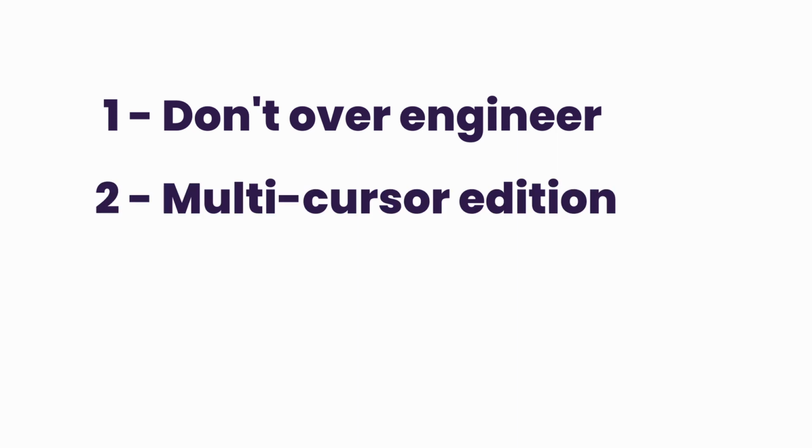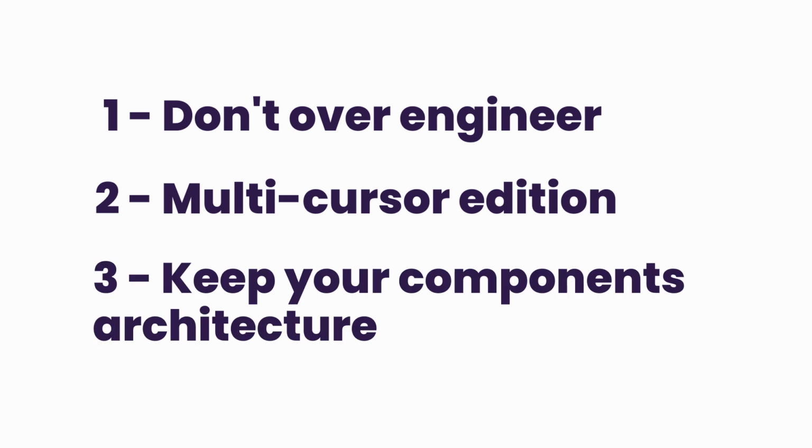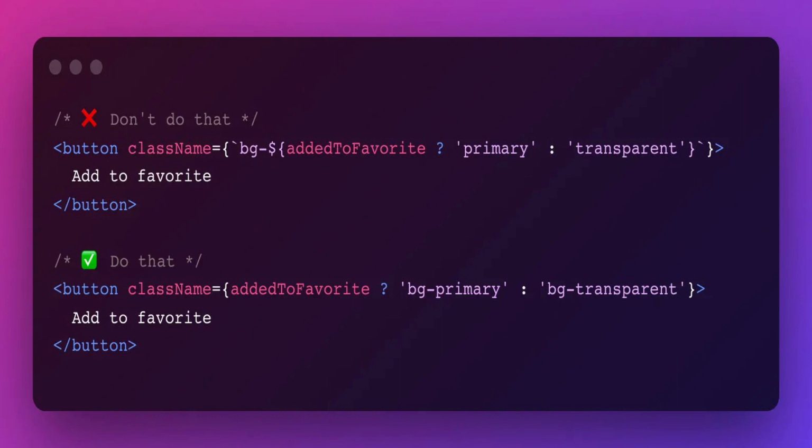Second, multi-cursor edition might be the best solution. No shame. Third, if you are already good at structuring your code in components, maybe following atomic design principles, you should feel very comfortable with Tailwind. Let's talk about build size. Tailwind provides the just-in-time engine, which removes unused classes in the final build.